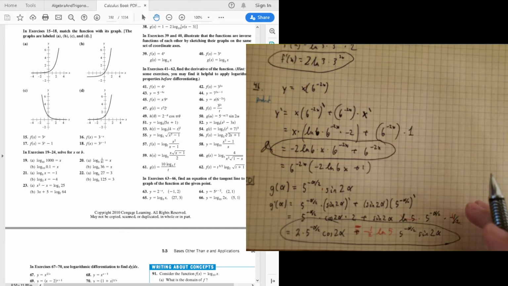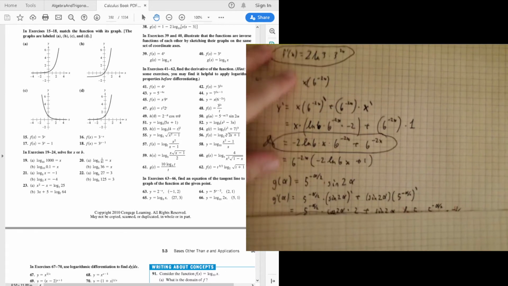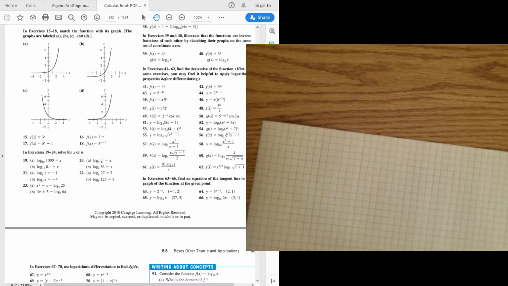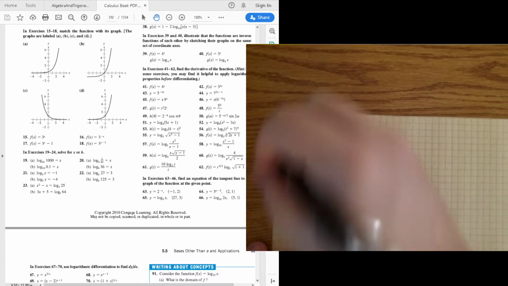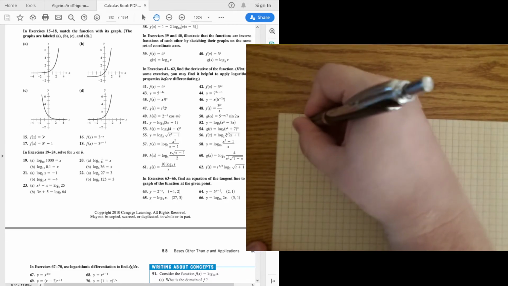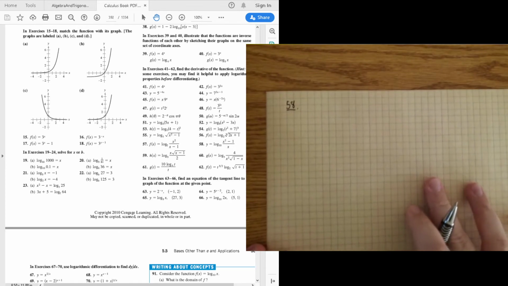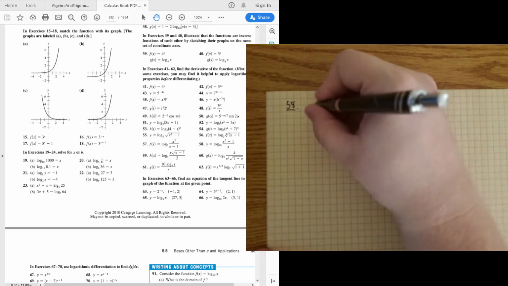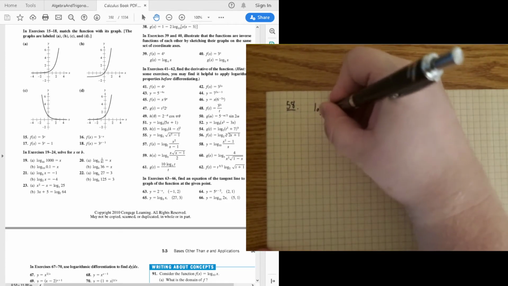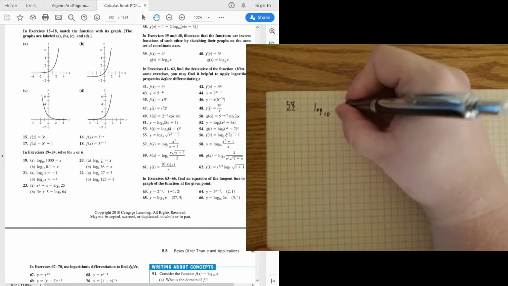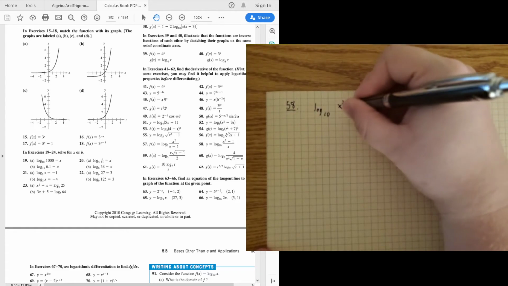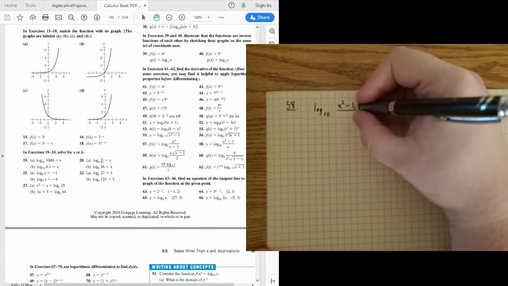Okay. Let's talk about one where it might be easier to rewrite first. 58. For 58, we have the following function. We have log base 10 of x squared minus 1 over x.